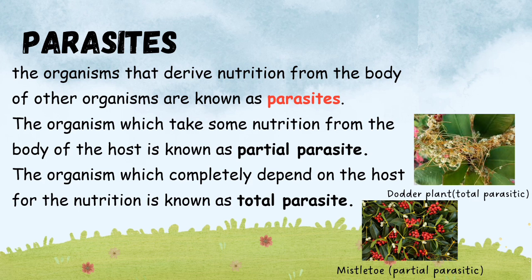So, over here, the organisms which obtain nutrition from the bodies of other organisms are known as parasites. The organisms which receive some nutrition from their host are known as partial parasites. A parasite which is entirely dependent on its host for nutrition is known as a total parasite.